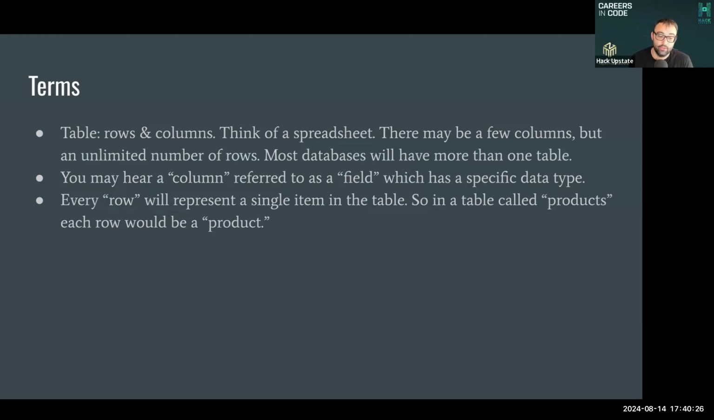You may hear a column referred to as a field. A field is basically a column with a name and a very specific data type. So just like we have data types in JavaScript, like strings and booleans and numbers and stuff like that, we also have data types in our database. And then every row will represent a single item in the table. So in a table called products, each row would be a product. Every product would have a set of fields. Those fields would have specific data types. Things like product name, cost, number in stock, all of that kind of stuff.